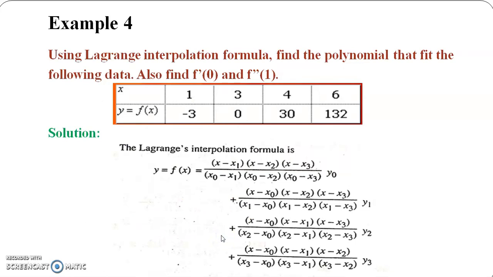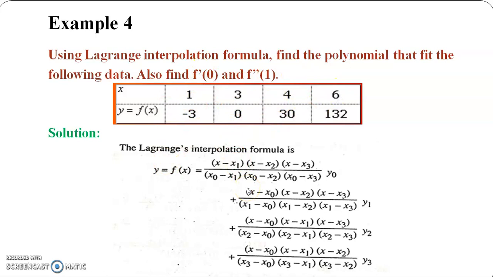Now example 4. Using Lagrange interpolation formula, find the polynomial that fits the following data. Also find f dash of 0 and f double dash of 1. So in this problem, in addition to the polynomial, we are going to find its derivative also. Okay. So here, given that x and y are like this. Okay. So we have 4 data.